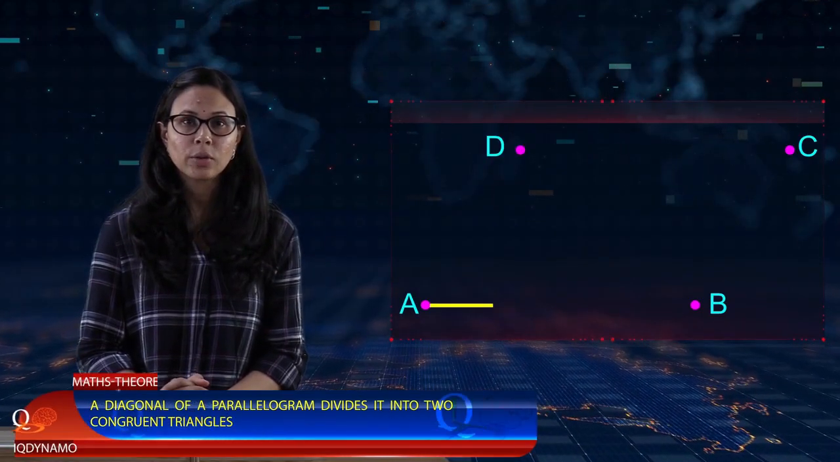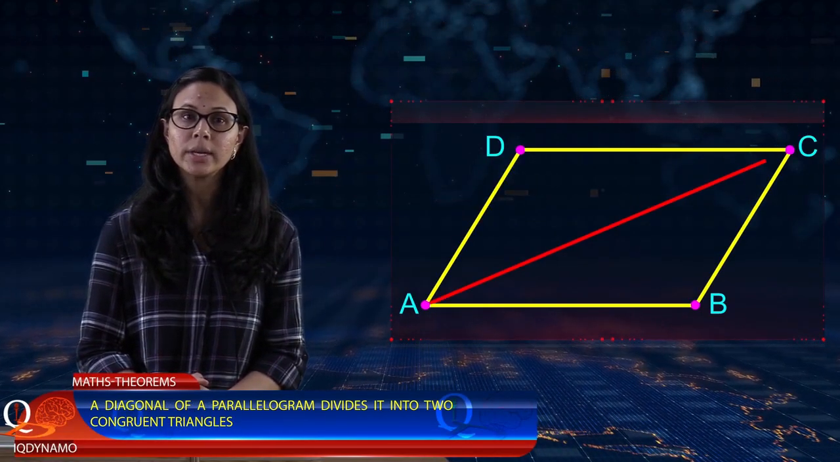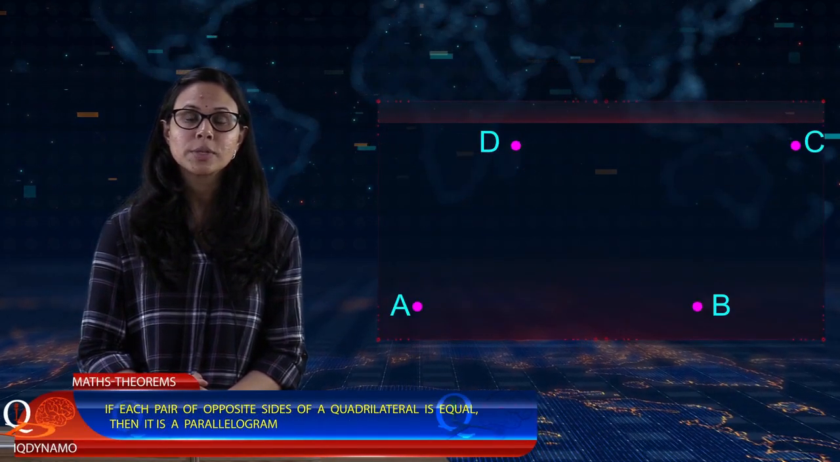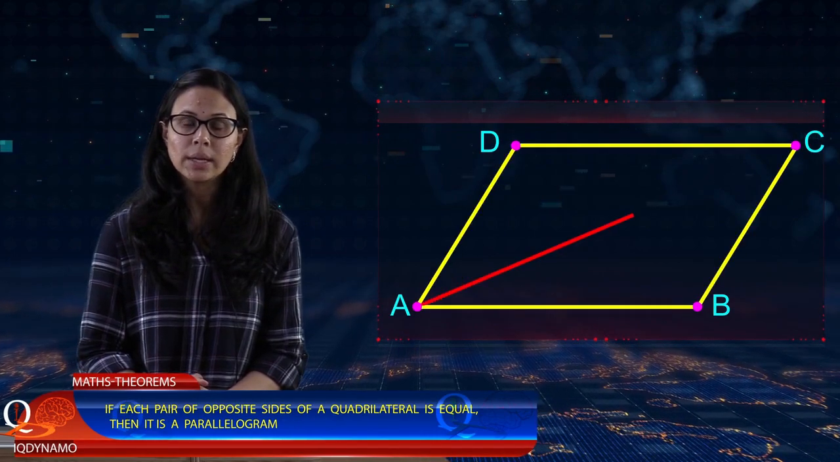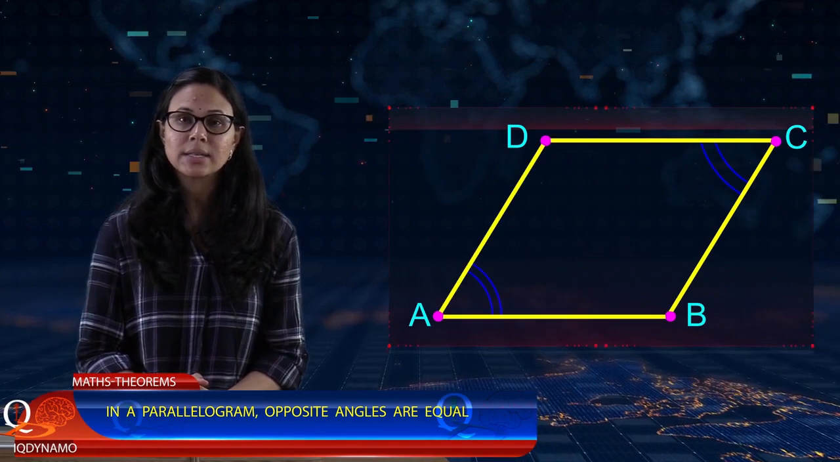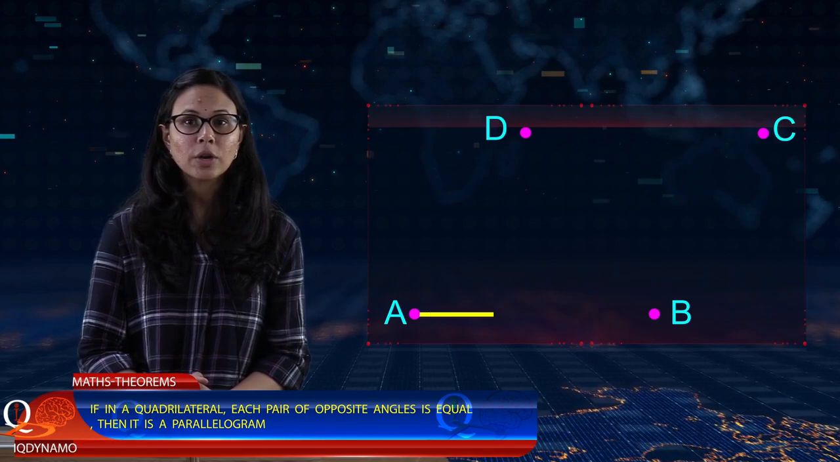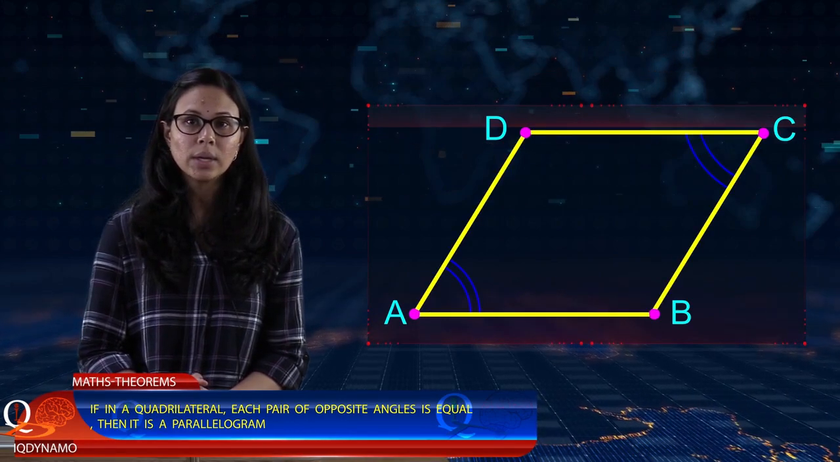A diagonal of a parallelogram bisects it into two congruent triangles. In a parallelogram, opposite sides are equal. If each pair of opposite sides of a quadrilateral are equal, then it is a parallelogram. In a parallelogram, opposite angles are equal. If in a quadrilateral each pair of opposite angles is equal, then it is a parallelogram.